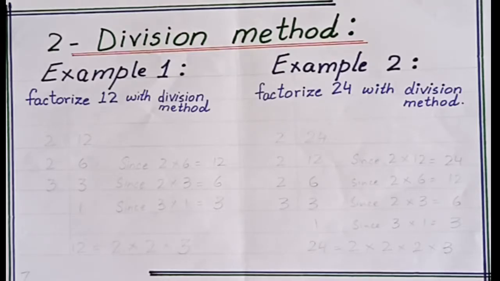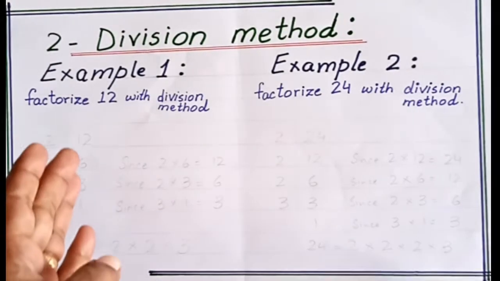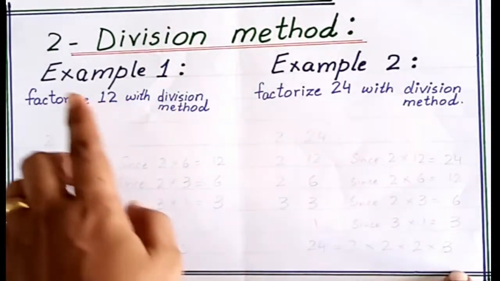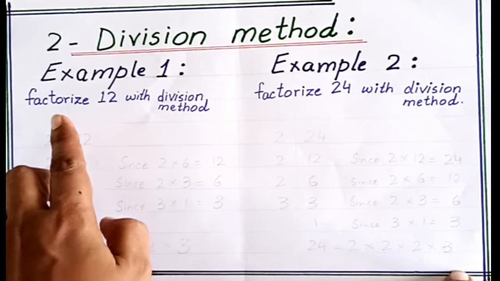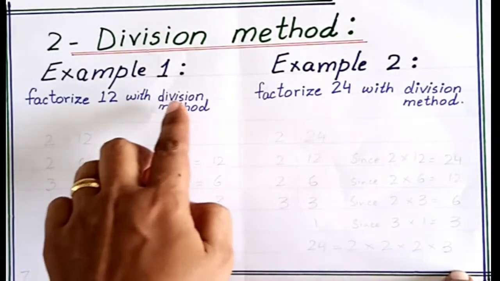Division method is a second method of prime factorization, and in this lesson we will learn about the division method. Here I have written two examples. Over here you can see example number 1. In example number 1, we will factorize 12 with the division method.